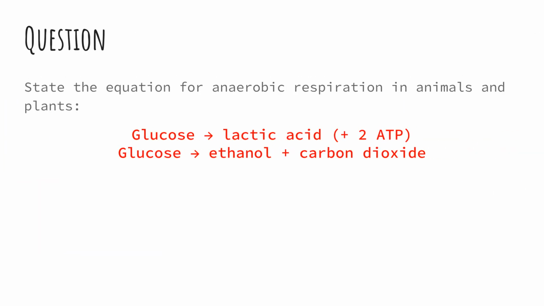For anaerobic respiration, the equations differ by organism. In animals, glucose is converted to lactic acid with the release of 2 ATP. In plants, glucose is converted to ethanol and carbon dioxide.